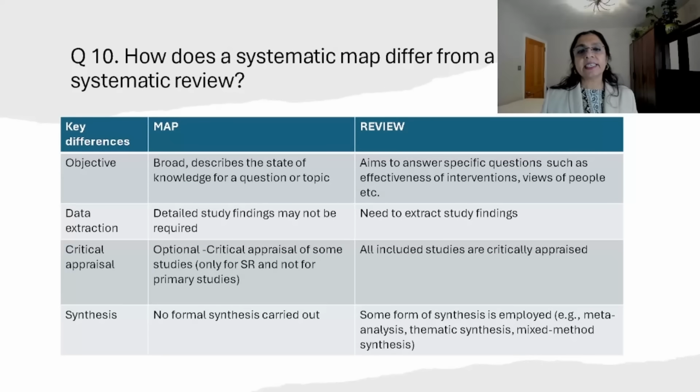Synthesis: there is a key difference in the way we approach the synthesis. No formal synthesis is carried out in a map. It is mainly to describe, categorize, or identify the clusters of primary research. In a systematic review, some form of synthesis is employed, like meta-analysis, thematic synthesis, mixed method synthesis, etc.